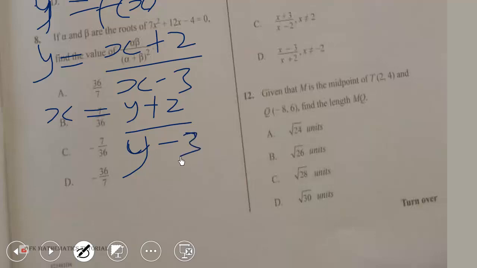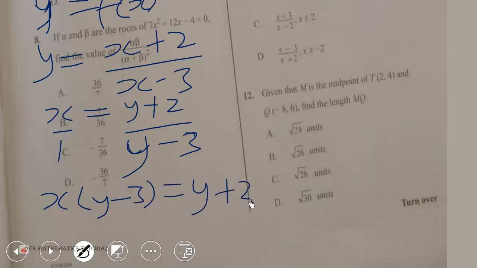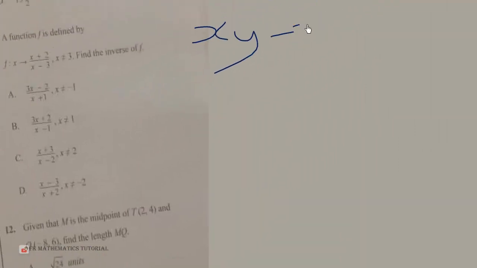So we now make y the subject. We cross multiply to get x times (y minus 3) is equal to y plus 2. Next, we have to make y the subject. So we expand this: xy minus 3x is equal to y plus 2.